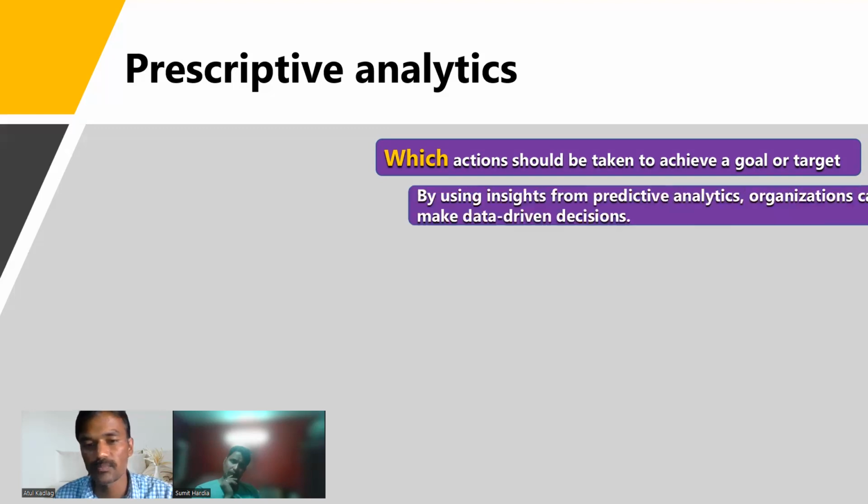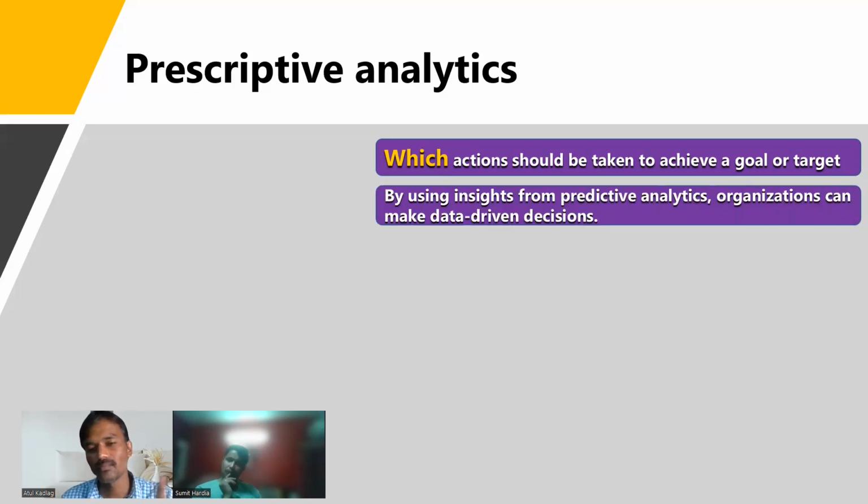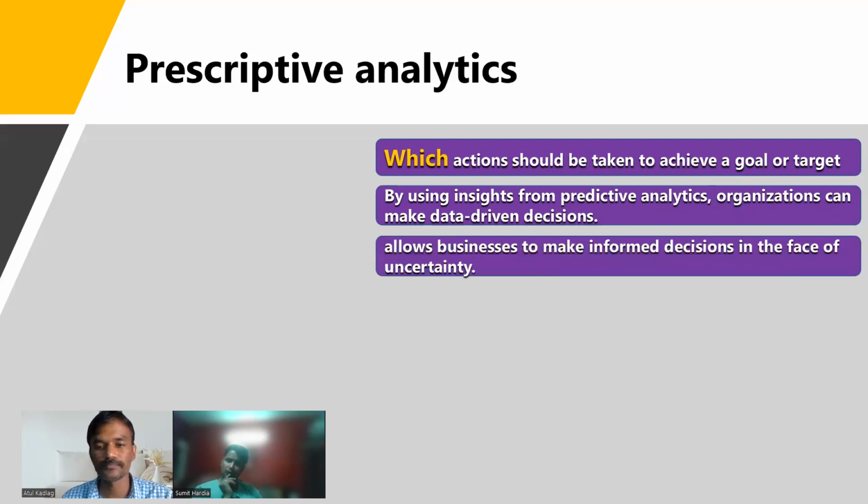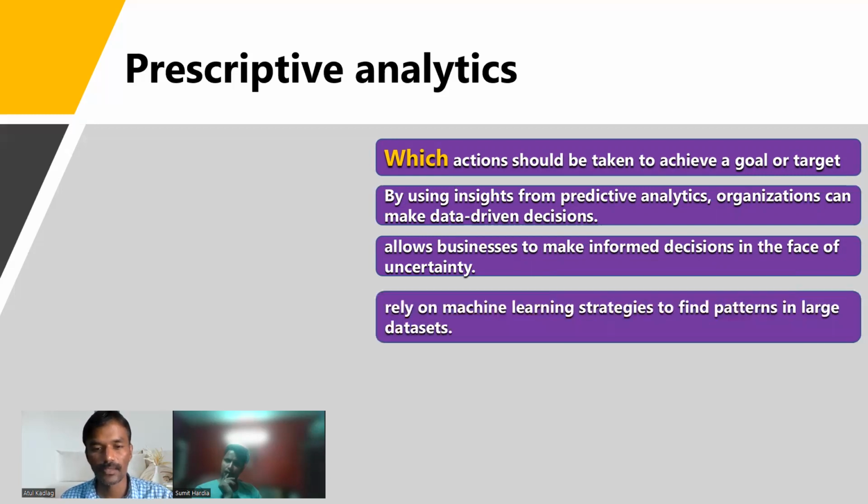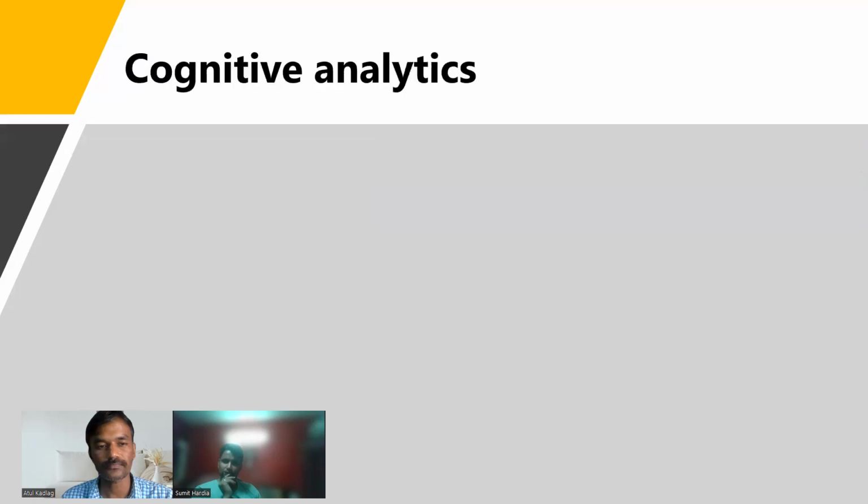So this is prescriptive. Using insights from predictive analytics, an organization can make data-driven decisions, and it allows the business to make informed decisions in the face of uncertainty. This again relies on some machine learning strategies to find patterns in large data sets. We will see practically how this can be achieved. When we do it practically, it will be very interesting when we use some machine learning strategies.